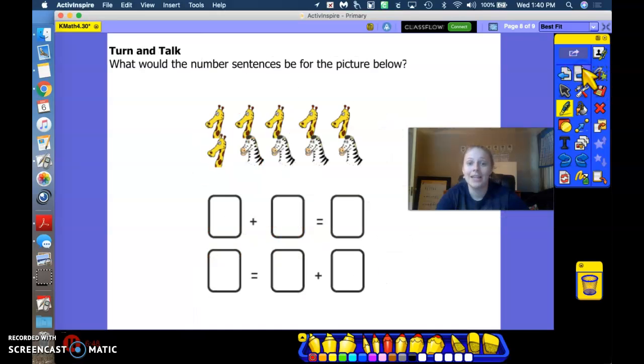Good job. Last problem, friends, we've got some giraffes and zebras. Help me fill in my number sentence. How many giraffes do I have? 6. How many zebras do I have? 4. How many animals all together? 10. Good. Let's write the number sentence backwards. 10 is the same as 6 plus 4. Good. And read this number sentence with me. 6 plus 4 equals 10.